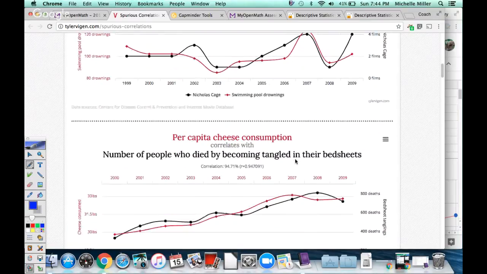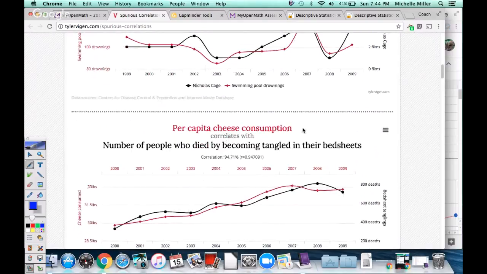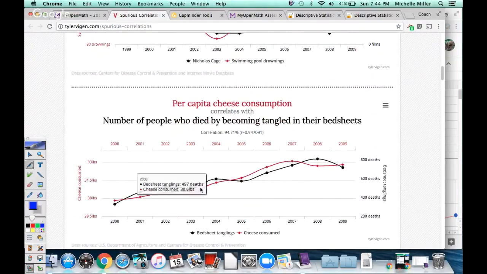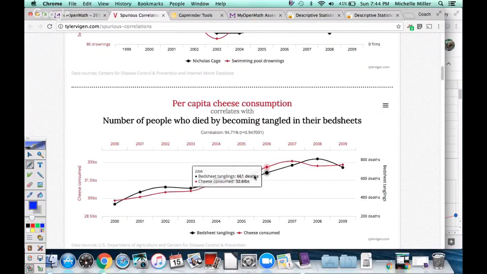Crazy stuff. Per capita cheese consumption versus people who die by becoming tangled in their bed sheets. There's correlation in that they tend to increase together, but I seriously doubt cheese consumption and strangulation by getting tangled in your bed sheets tend to be related. So causation is unlikely. So correlation is one thing. That's a mathematical measurement of whether two things seem to change together. Causation is some reason that those changes happen to happen. And those are two totally different things. Correlation does not imply causation.